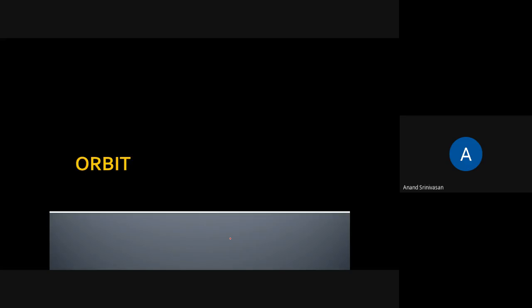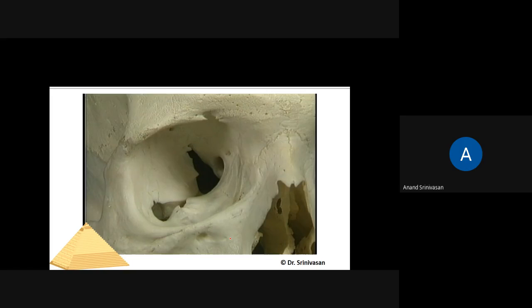The orbit is the place where the eyeball is present. So this is the orbit. If you see, it looks like a pyramid. The apex of the pyramid is here, and this is the base of the pyramid. It roughly looks like a square or spherical shape. And this is the apex of the orbit.